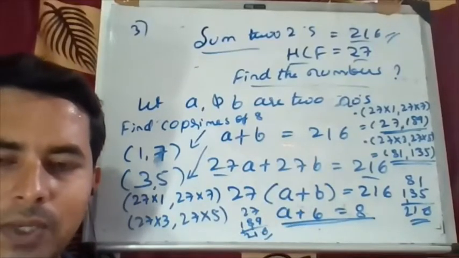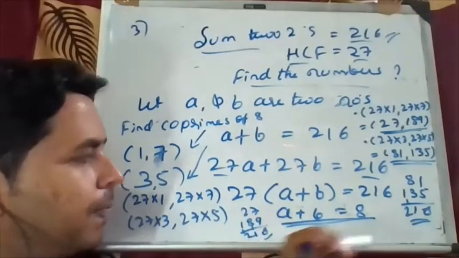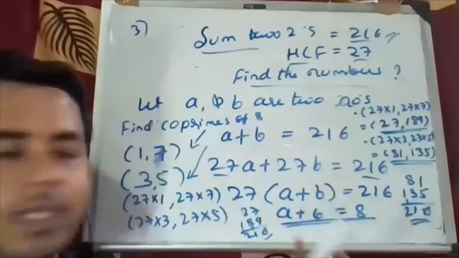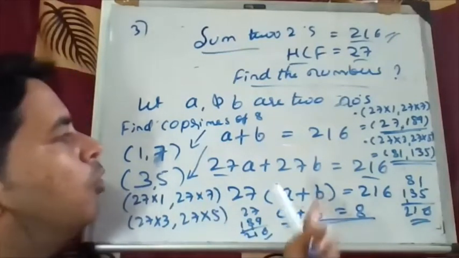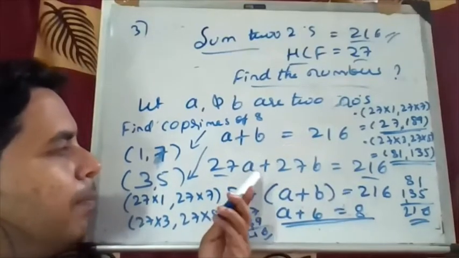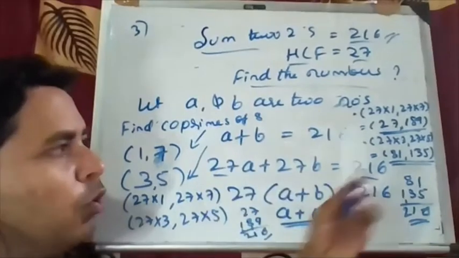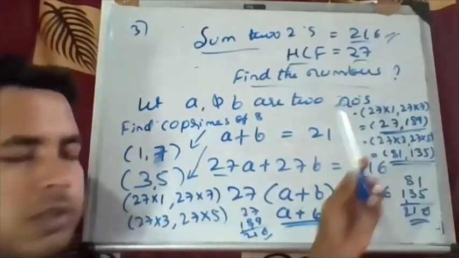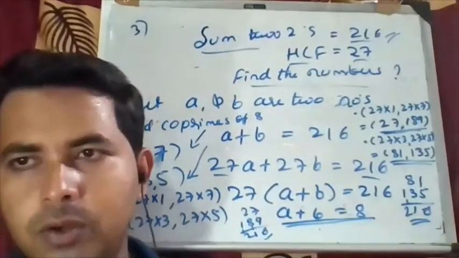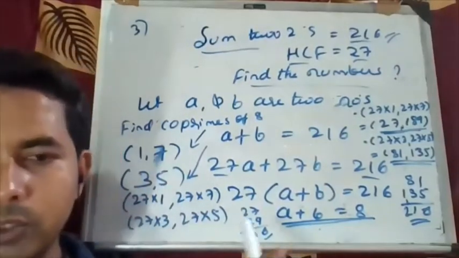So 1 and 7 both are co-primes. And 3 and 5, if you add 3 plus 5, you'll get 8. So 3 and 5 will also become co-primes of 8. So then substitute in the place of A and B. You will get two groups. Whichever group is in the options, you have to tick it. Okay, did you understand how to do this question?